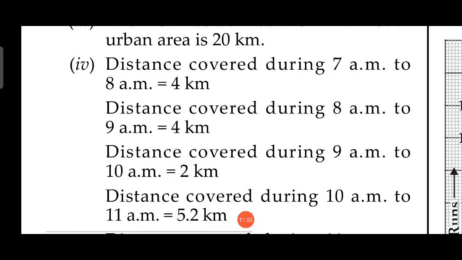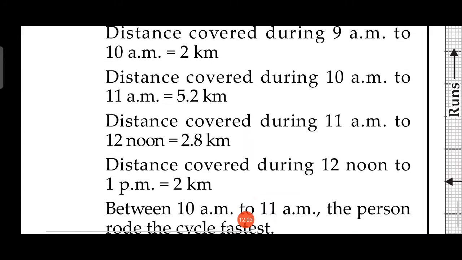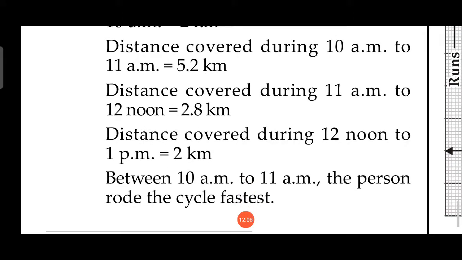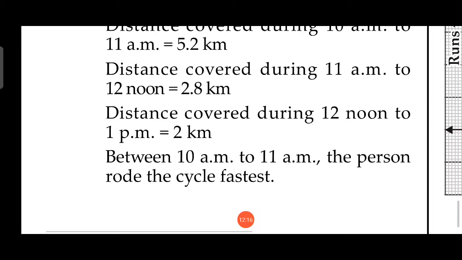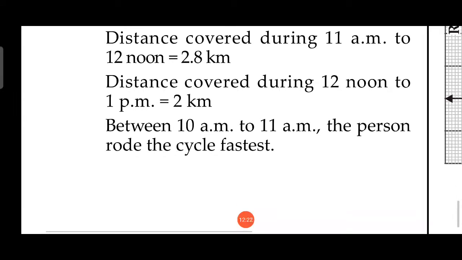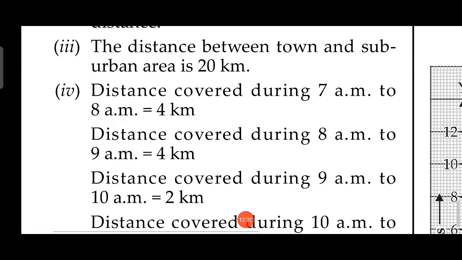So 7 to 8, if you see in the graph, you can see. Distance covered during 8 a.m. to 9 a.m. is 4 kilometers. 9 a.m. to 10 a.m., 2 kilometers. 10 a.m. to 11 a.m., 5.2 kilometers. 11 a.m. to 12 noon, 2.8 kilometers. 12 noon to 1 p.m., 2 kilometers. So between 10 a.m. and 11 a.m. the person rode the cycle fastest. So we can easily reply to the answers.